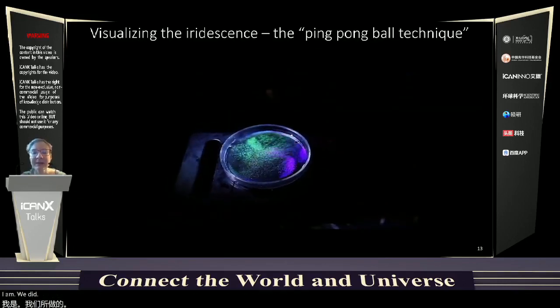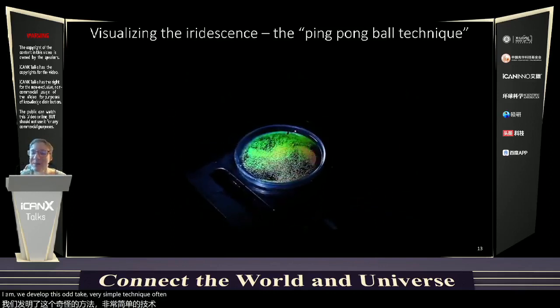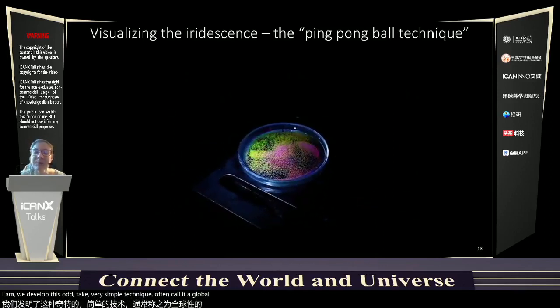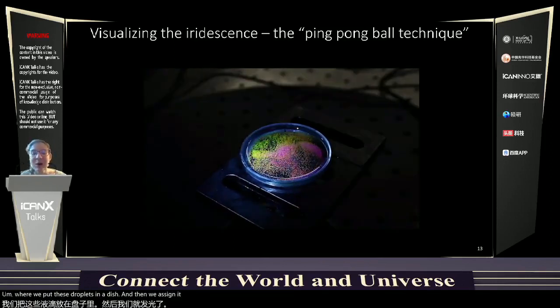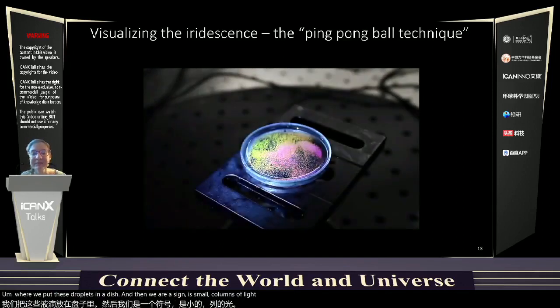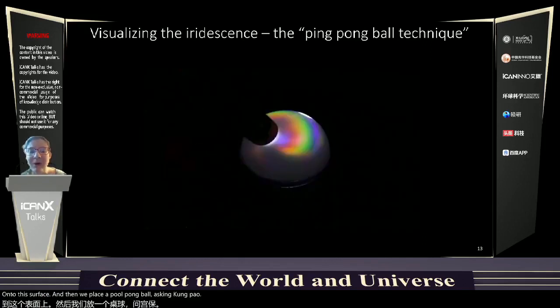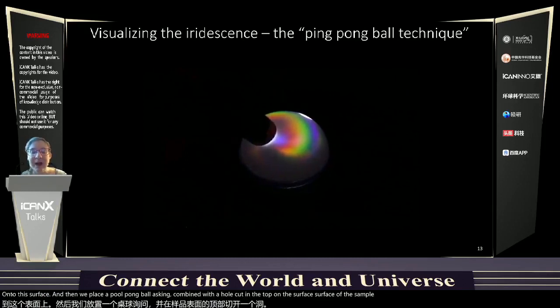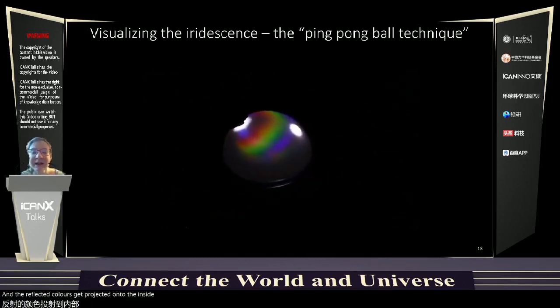And we developed this very simple technique. We often call it colloquially the ping pong ball method, where we put these droplets in a dish, and then we shine a small collimated light onto this surface. And then we place a ping pong ball, half ping pong ball with a hole cut in the top, on the surface of the sample, and the reflected colors get projected onto the inside of this dome.